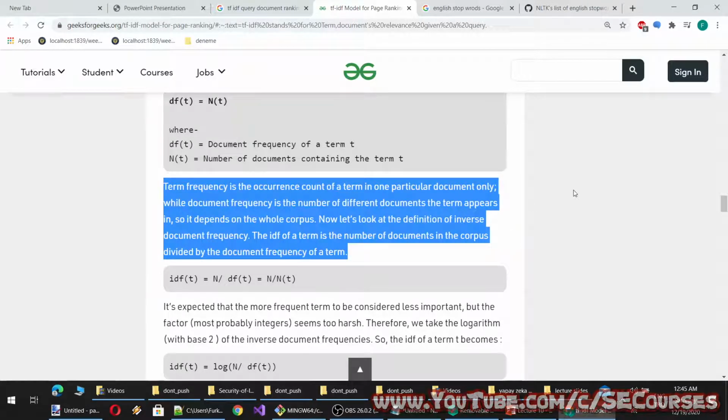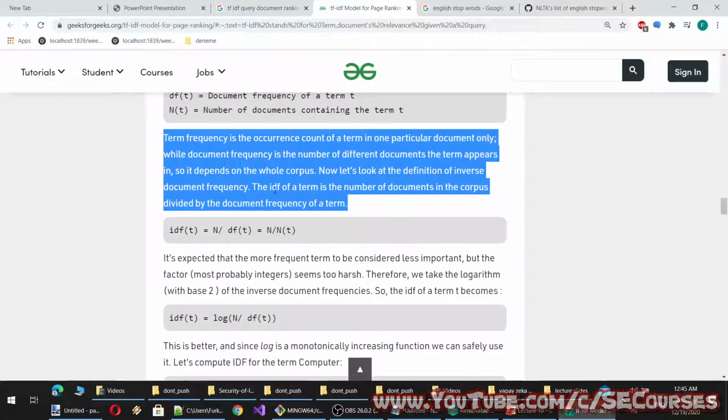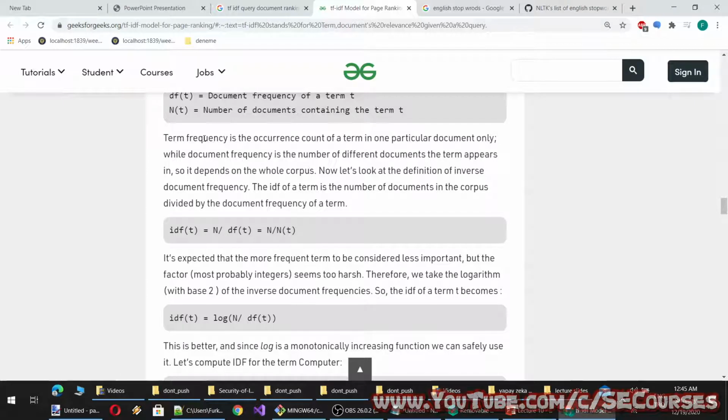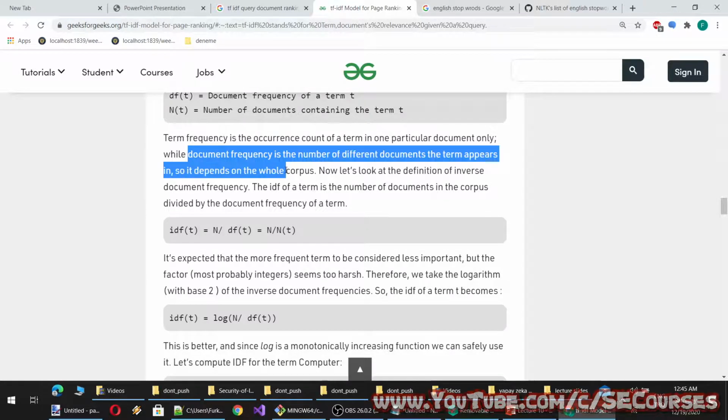Term frequency is the occurrence count of a term in one particular document only, while document frequency is the number of different documents the term appears in, so it depends on the whole corpus. Now let's look at the definition of inverse document frequency. The IDF of a term is the number of documents in the corpus divided by the document frequency of a term. The document frequency is the number of different documents that the term appears in.